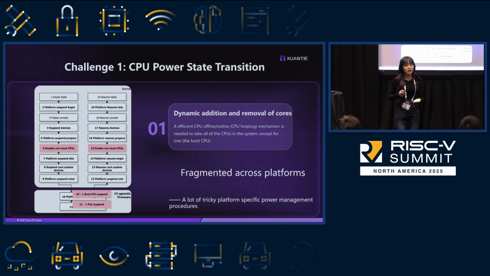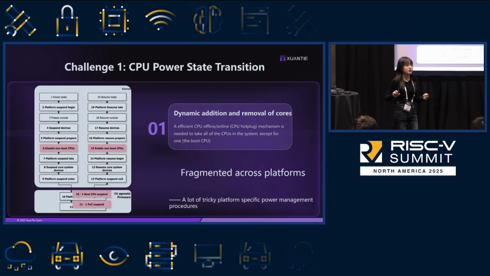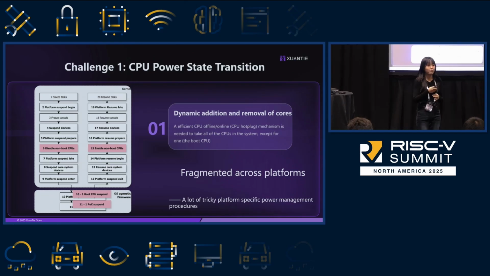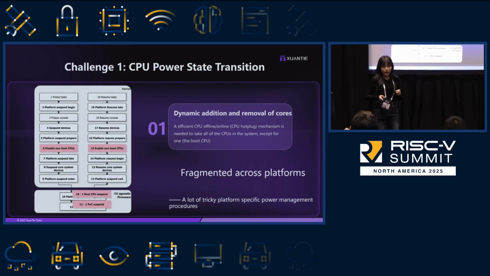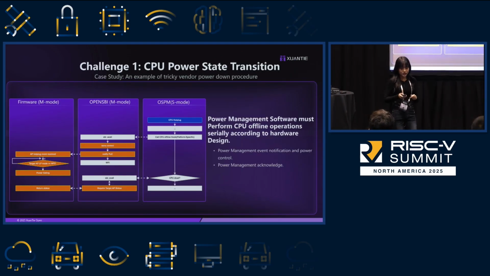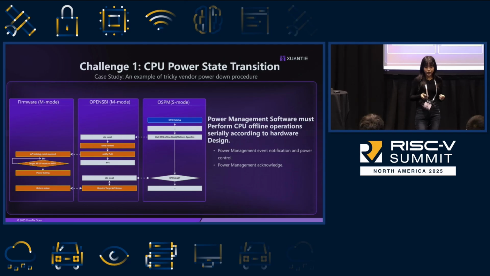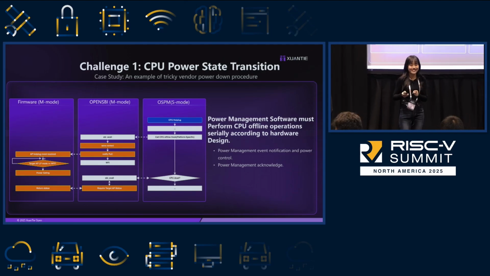So we can see a lot of tricky vendor-specific power management procedures in our customers' designs, which cause problems. If you want to port one system to another, and you want the Linux kernel to be a unique one, but you let a lot of vendor-specific implementations in, it will be hard to do that, right? So here are our solutions. This is a case study of our customers.